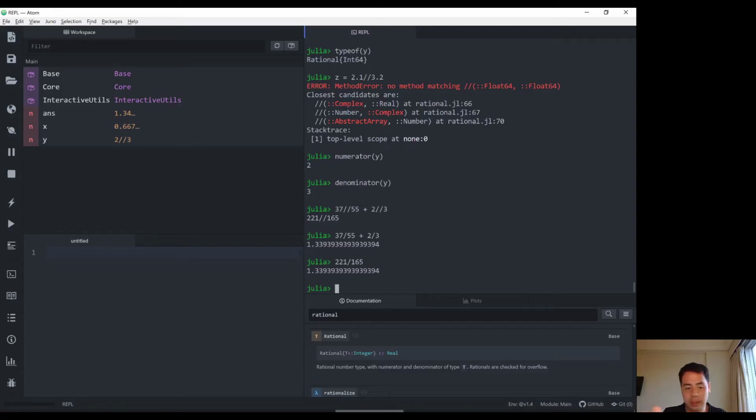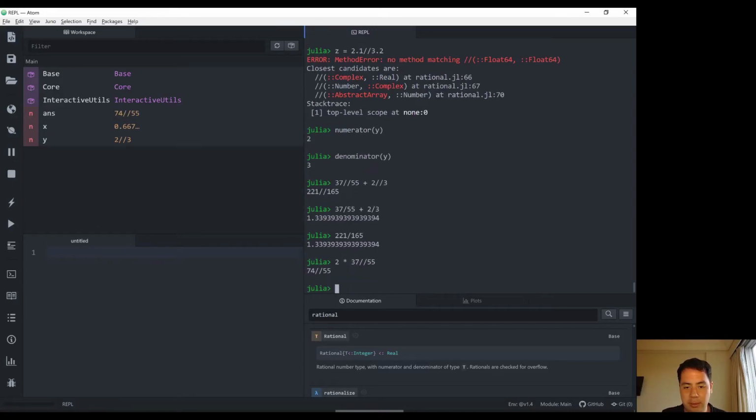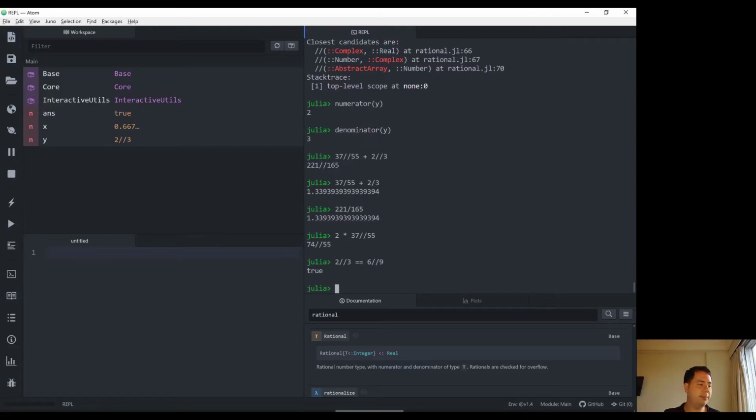We can try scalar multiplication. So 2 times 37 on 55 gives us 74 on 55, exactly what we'd expect. We can do equality. So for example, does 2/3 equal 6/9, which is true, it does. We can do inequality. So is 2/3 less than 3/4?